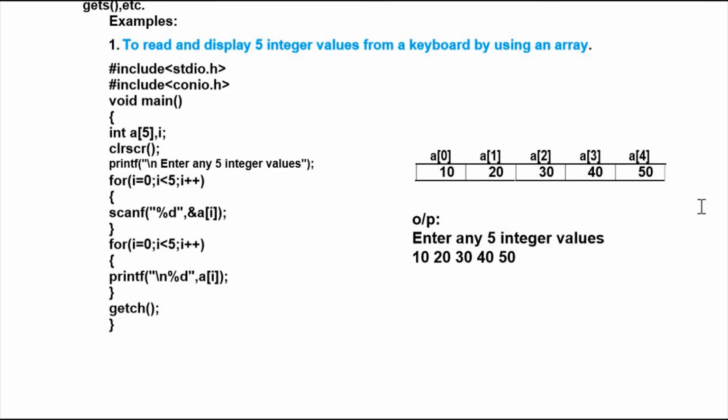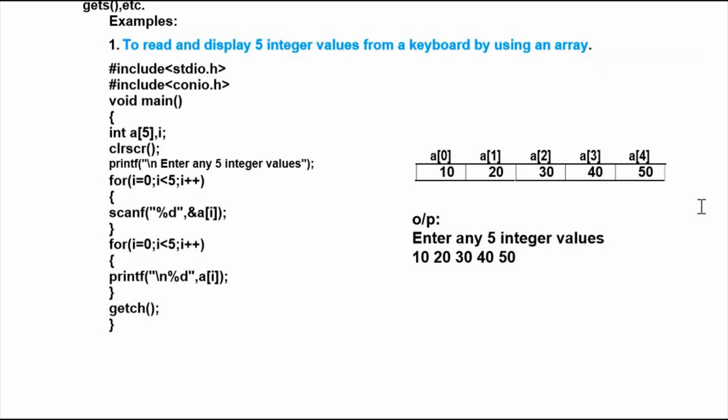Okay. Now scanf %d ampersand a of I. What does it mean? What is the value of I? I value is 0 initially. So a of 0. In a of 0, I am saying store the first value.